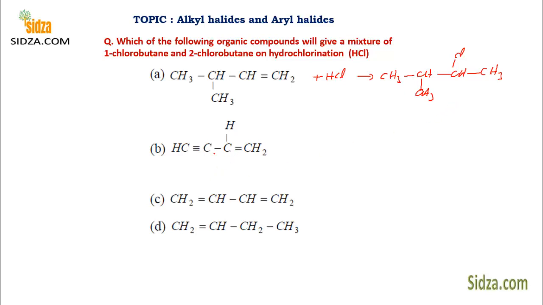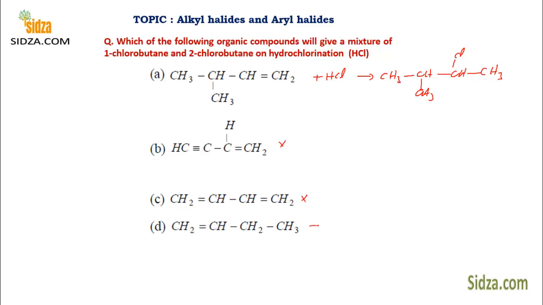Here in this case we have two double bonds at two positions. So in this case there will be the addition of 3 HCl molecules. And here will be the addition of 2 HCl molecules. So this is not the case. This is not the case, right? So let's find out the products from here.